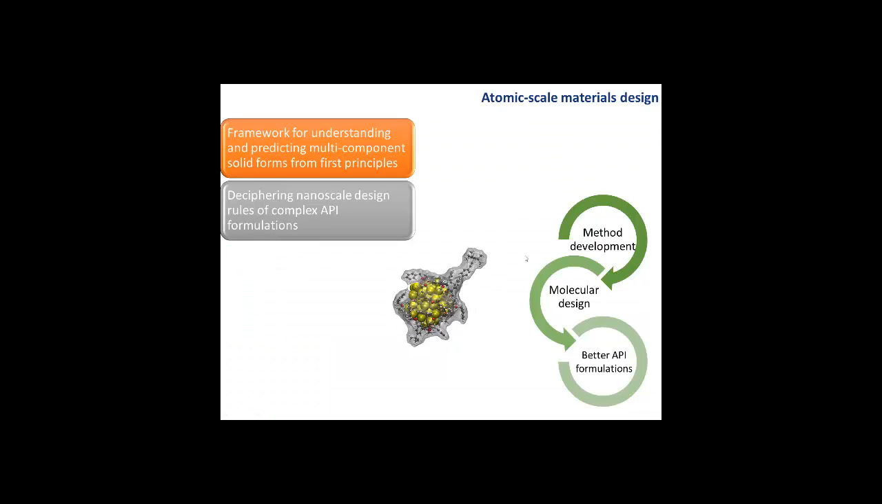So yeah, we want to develop a framework for understanding and predicting multi-component solid forms from first principles, so particularly co-crystals, and we also want to develop more complex APIs, so understand how to design peptides, how to understand how they assemble and crystallize. So basically we're a team of computational physicists and computational chemists developing new methods for molecular design, and the idea is that design rules that we obtain will be useful to actually make better API formulations.